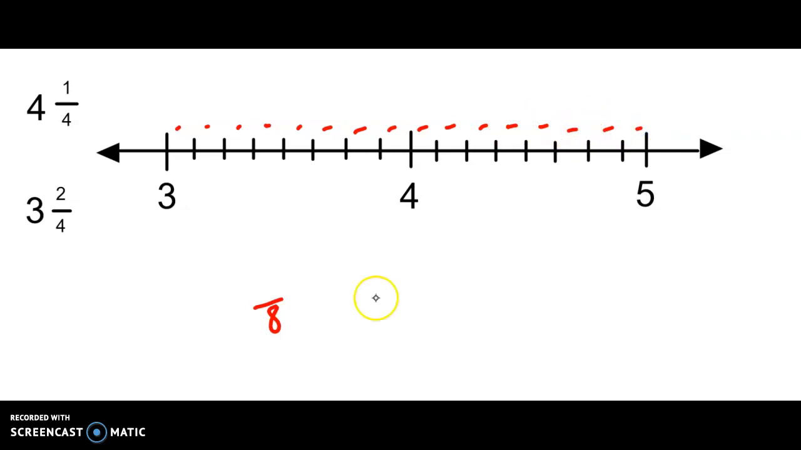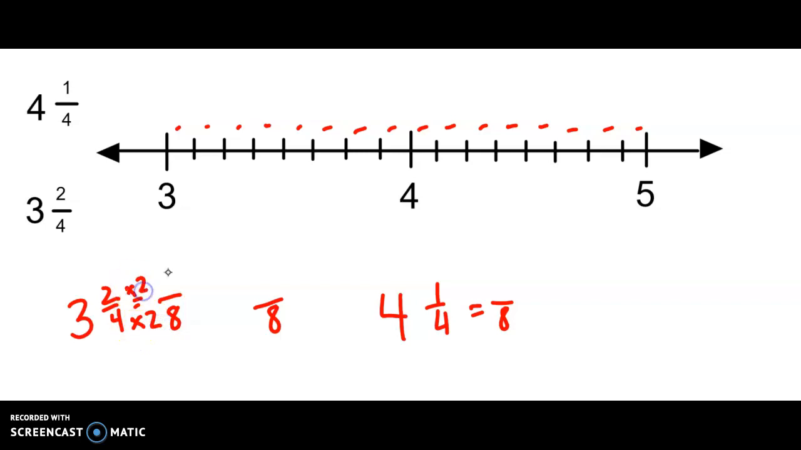So we have to figure out where 4 and 1/4 is going to go. So we have to convert that into eighths. And we have to figure out where 3 and 2/4 is going to go. So we have to convert that into eighths. So let's start with 3 and 2/4. So 2/4 converted into eighths: 4 times 2 is 8, so 2 times 2 is 4. So 3 and 2/4 is going to get put where 3 and 4/8 would be.